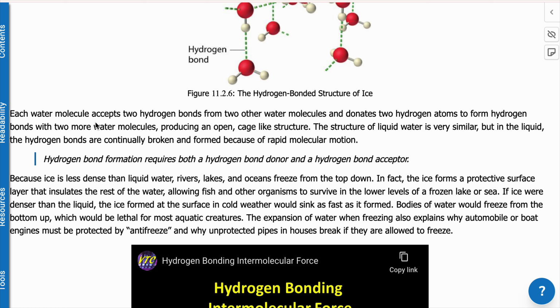The structure of liquid water is very similar, but in the liquid the hydrogen bonds are continually broken and formed because of rapid molecular motion. Hydrogen bond formation requires both a hydrogen bond donor and a hydrogen bond acceptor. Because ice is less dense than liquid water, rivers, lakes, and oceans freeze from the top down. In fact, the ice forms a protective surface layer that insulates the rest of the water, allowing fish and other organisms to survive in the lower levels of a frozen lake or sea.